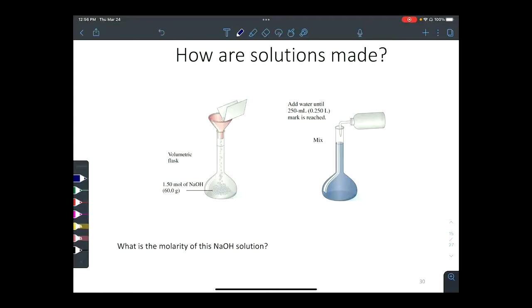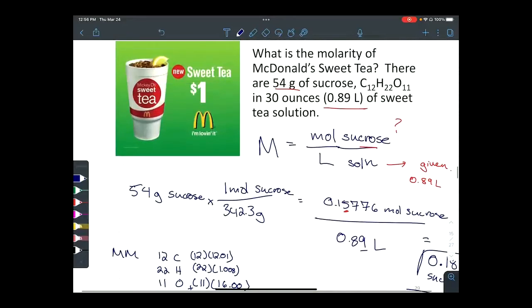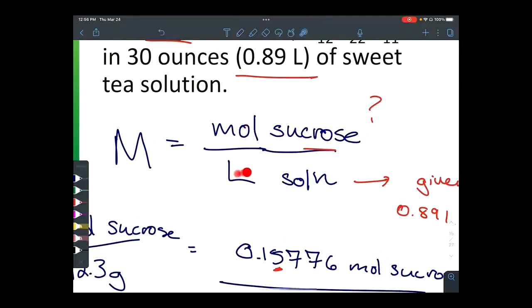So that's not exactly how we make solutions. Because note here, when we look at the unit of molarity, it is moles of your solute over liters of your solution as a whole. So when we add 0.89 liters of solvent, of water, that's not of the solution, because the solute has its own volume itself.